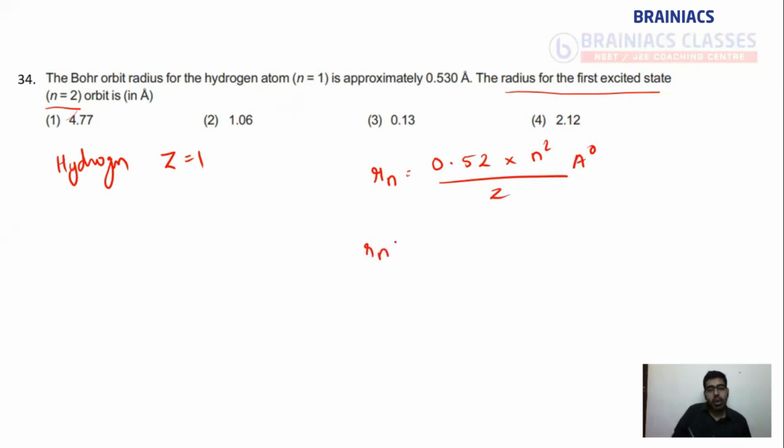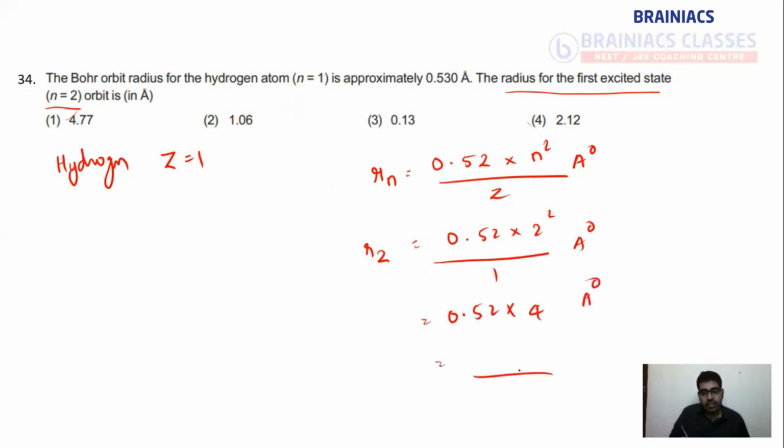So Rn is equal to R. We have to calculate radius of second shell. So R2, second shell. The radius of first excited state, n is equal to 2, that is second shell. R2 is equal to 0.52 into 2 square by 1. Z value is 1 for hydrogen. That is 0.52 into 2 square, 4 angstrom.